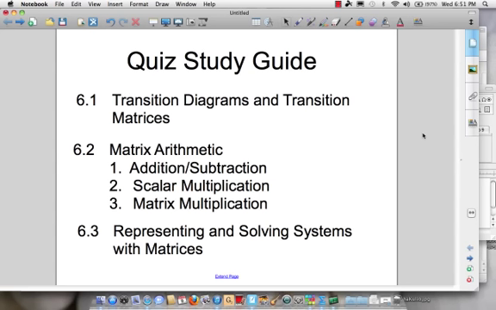And then in section 6.3, we looked at how to represent as well as solve a system of linear equations using matrices. So I'm going to go through briefly each of these things in more detail.